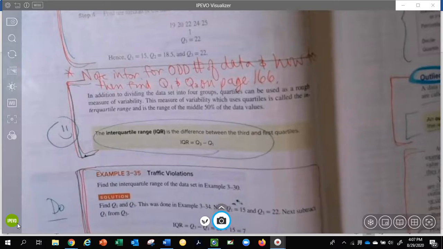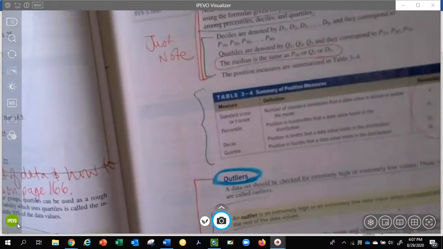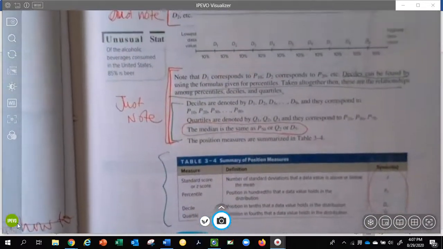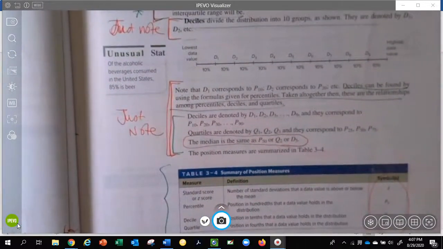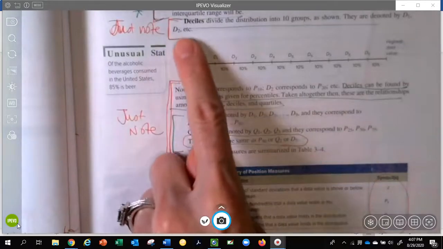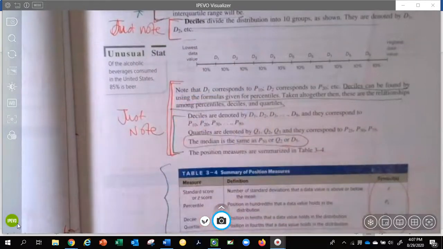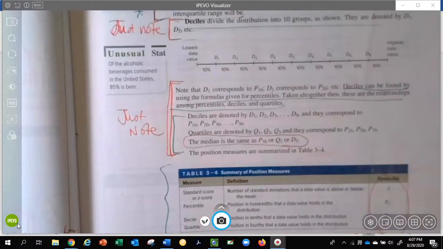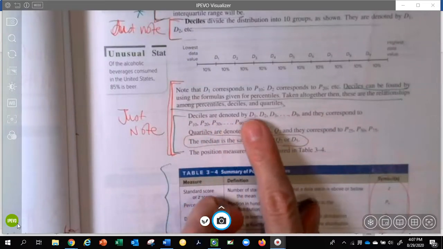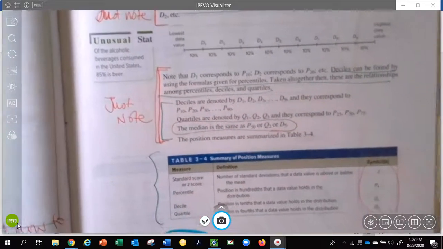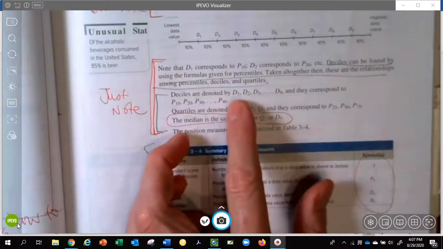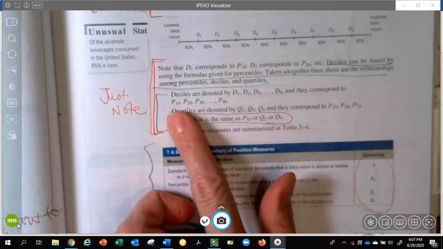I also wanted to go to page 165 and look at deciles. We've talked about the quartiles, percentiles. I wanted to show you deciles. A decile is like tens. It's the same thing that we've been doing with quartiles, but this time it has a different way to look at it, and it's going by tens. Here it shows the deciles are denoted by D's. I've had a student point out this looks like our currency. A dime is 10, and they correspond to percentiles.